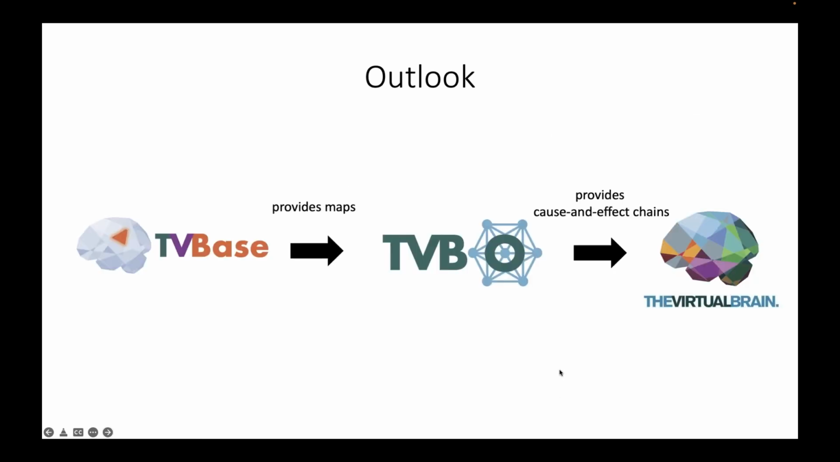And therefore, in the end, we also want to have TV-Bayes and the TVB ontology combined with the virtual brain, so that, for example, TV-Bayes can provide maps or potential mechanisms. TVBO, the virtual brain ontology, can help to design a cause and effect model that can then be used in TVB to perform a simulation and to do exactly what we've shown exemplarily with Alzheimer's disease, but then you can also do it for other diseases.